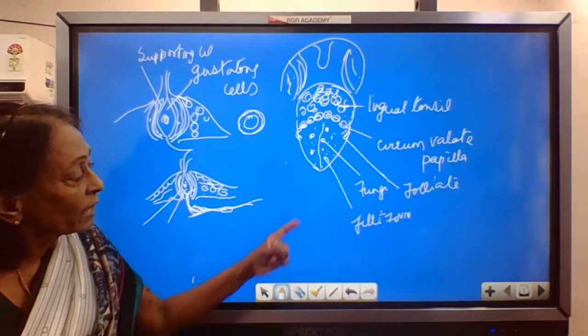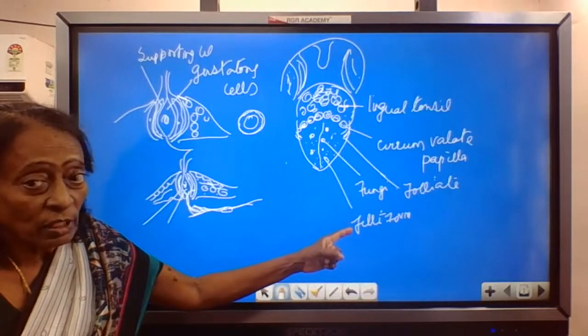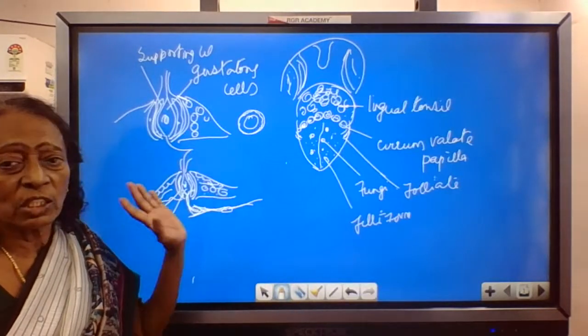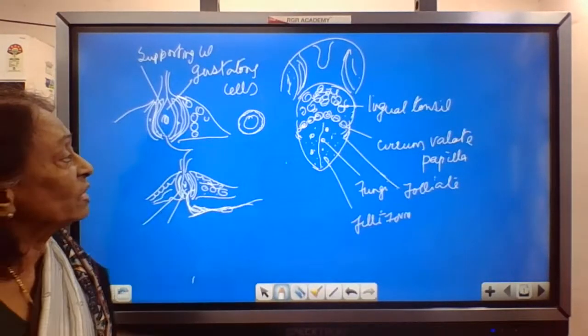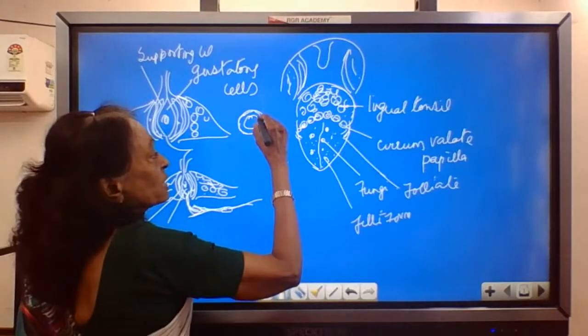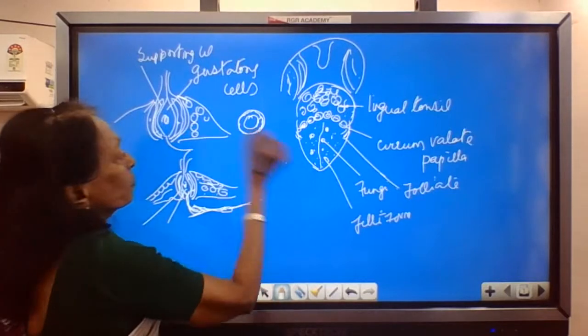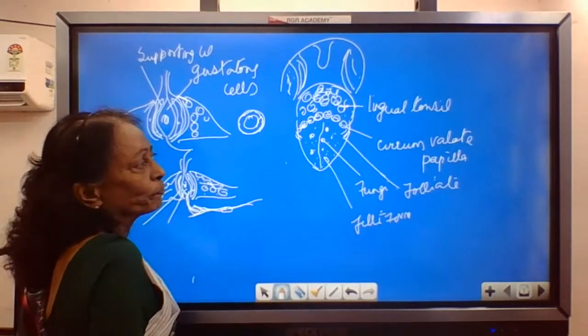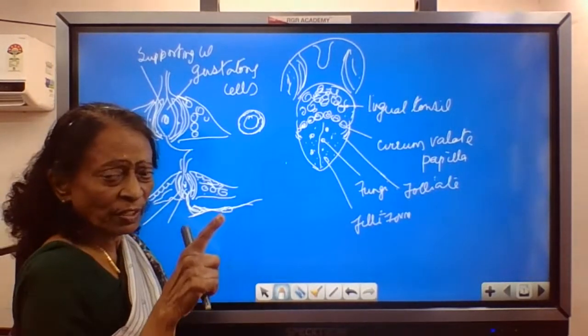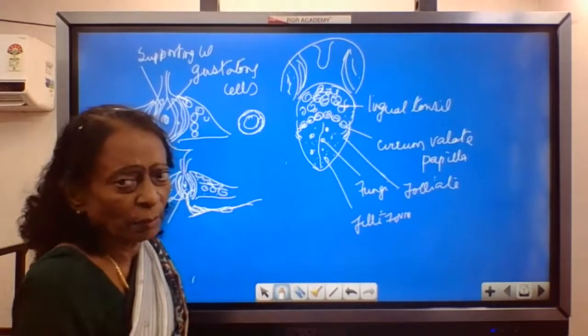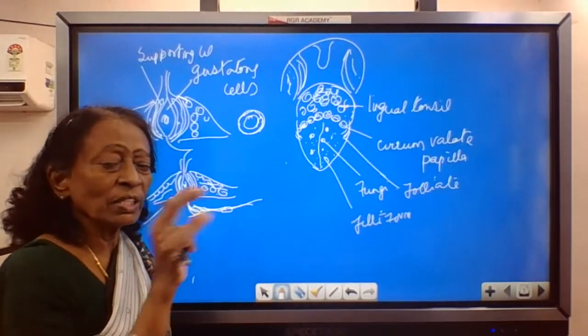So there are 4 types of papillae. Inside each papillae there will be taste buds. Now what is the difference in the circumvallate papillae? There is a groove. On the sides of the groove, the taste buds are scattered. Then there are the cup-like structures, filiform and fungiform. So papillae is different, taste bud is different. Taste bud is within the papillae. Papillae are nothing but elevations on the tongue.